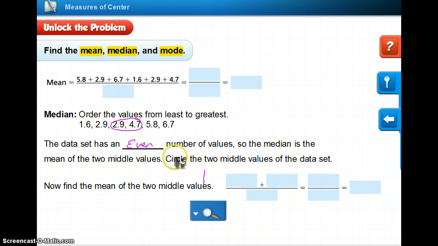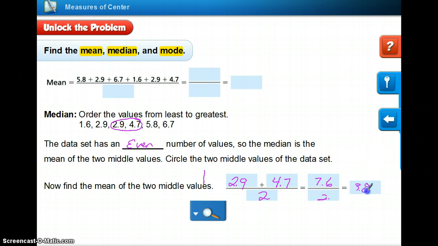So when we do that, we're going to take 2.9 plus 4.7, and we get 7.6. Divide it by 2, and when we do that, we get 3.8.